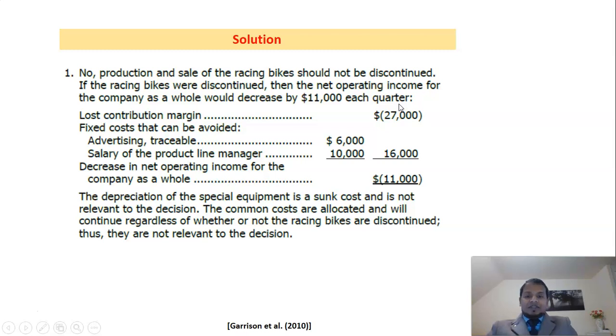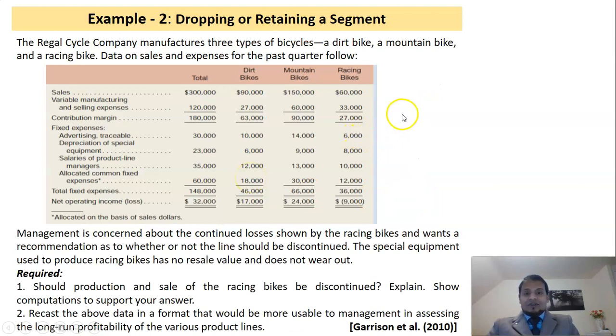So what would be our benefit? So this is the loss. Okay, contribution loss. So what are the benefits? What are the costs we would be able to save if we close racing bikes? So the fixed cost that can be avoided: advertisement, that is traceable. As I mentioned before, traceable means it is relating to a particular product that we can identify. So if the product is closed, we don't need that. So this 6,000 we can avoid.